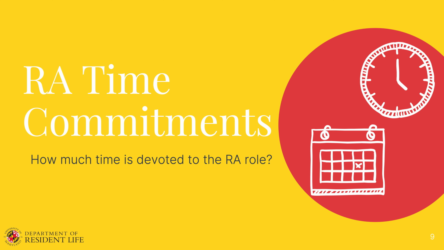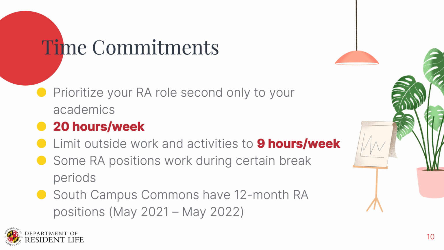Now let's talk about those time commitments and responsibilities of the RA role. The RA role is, on average, a 20-hour per week commitment. You're a student first, and then an RA, and then everything else. You must prioritize your RA responsibilities second only to your academics. You must limit your outside work, activities, extracurriculars, and commitments to 9 hours per week. You cannot student teach in your first semester of being an RA. The competing time commitments are too great.